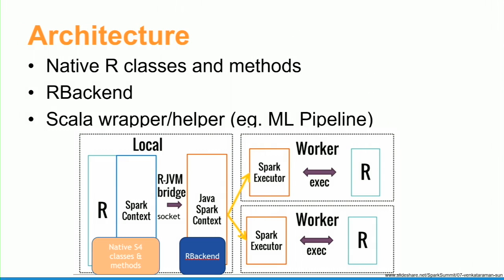It also has a bunch of helpers running in the JVM for somewhat complex types of things, like building an ML pipeline, which we'll get to in a bit. But at a very high level, it's very similar. So you get the JVM process, you get a bunch of executors and workers running, and you get the R process running on the right-hand side.